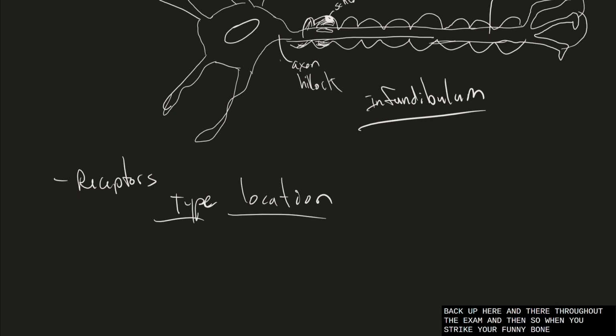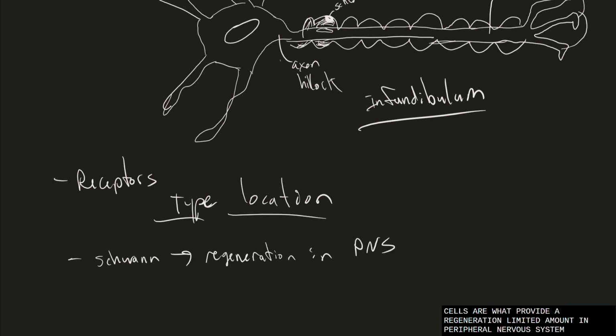When you strike your funny bone, remember you're hitting your ulnar nerve, the one that causes impingement during carpal tunnel. That's your median nerve. Like we talked about, some of the nerves and their importance. So little things like that might come back up as well. Now, one big thing with the peripheral nervous system we talked about is that it had some regenerative capability. And remember, that is because of Schwann cells. Schwann cells provide regeneration to a limited amount in the peripheral nervous system. Oligodendrocytes do not do regeneration in the central nervous system, unfortunately.